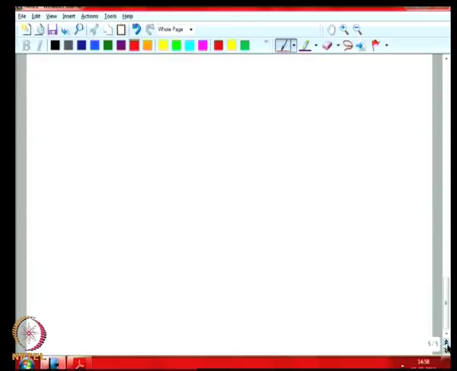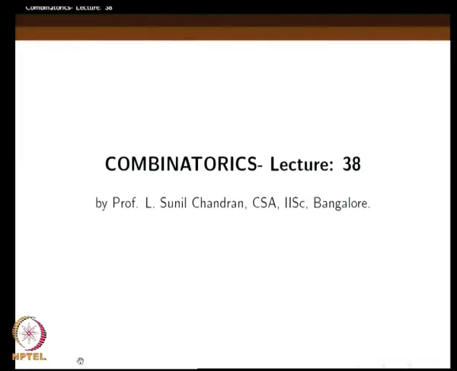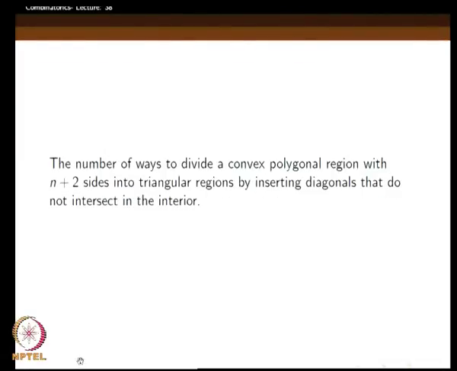Now there is another question. So this is the question: find the number of ways to divide a convex polygonal region with n plus 2 sides into triangular regions by inserting diagonals that do not intersect in the interior.